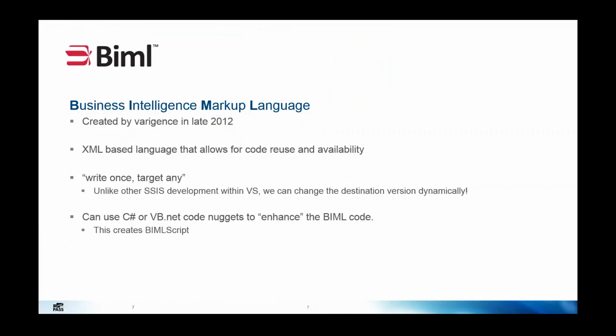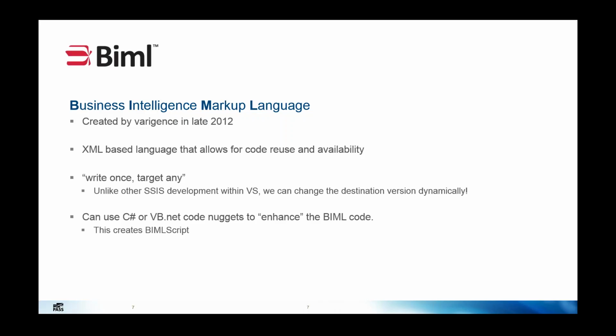BIML is a language that was created by Verigence in late 2012. Verigence is a company based in the Southeast United States, and BIML stands for Business Intelligence Markup Language. It's an XML-based language that allows for code reuse and availability, and it targets a write once, target any approach.